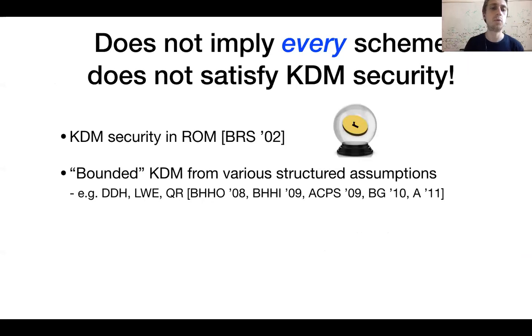And even more so, from various structured assumptions like decisional Diffie-Hellman, learning with errors, and quadratic reciprocity, we have a line of works that can at least construct bounded KDM secure encryption schemes, meaning that the encryption scheme can support a class of functions, but it needs to itself depend on this class of functions.